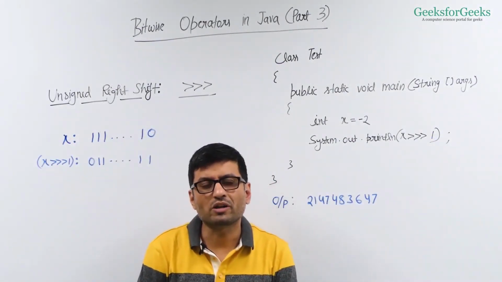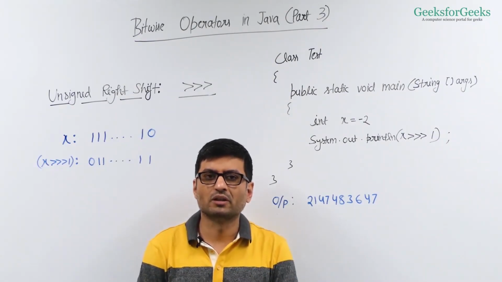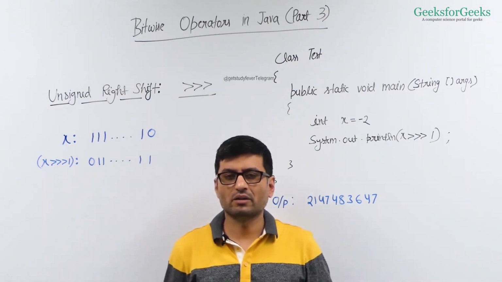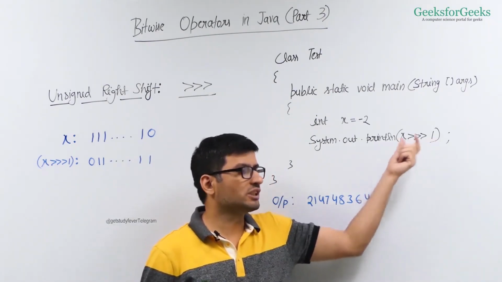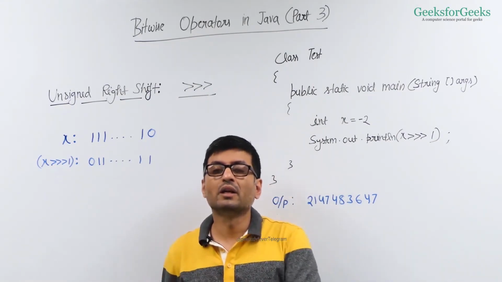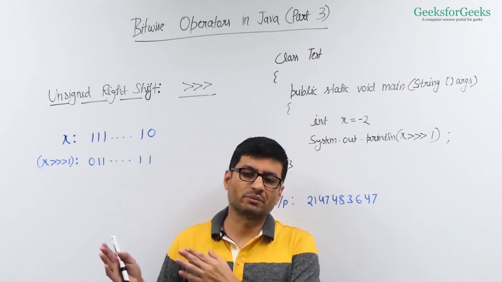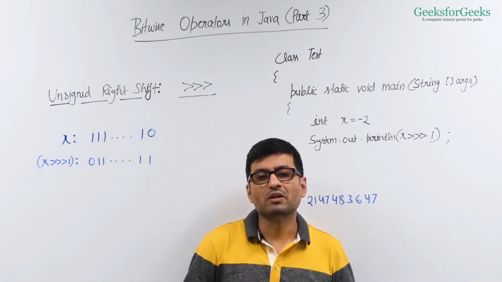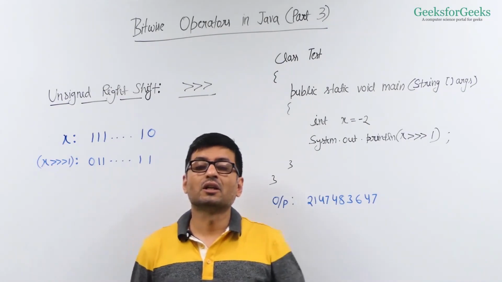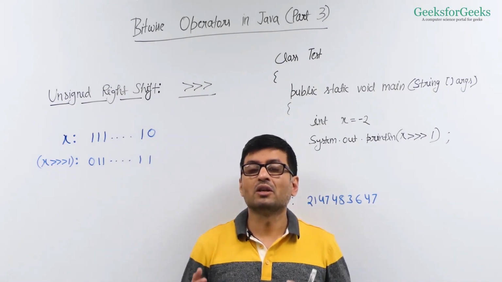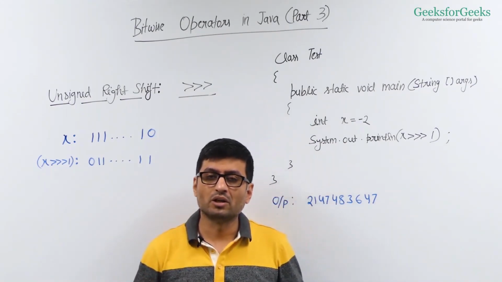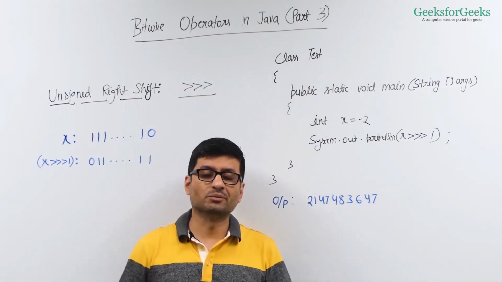Let us now talk about the unsigned right shift operator. This operator also shifts the bits to the right according to the number of positions given. If you are given 1, then it shifts right by 1. If you are given 2, then it shifts right by 2. But the difference between the previous right shift and this unsigned right shift is that the previous right shift was filling the leading bits with 1 to ensure that the sign remains the same.